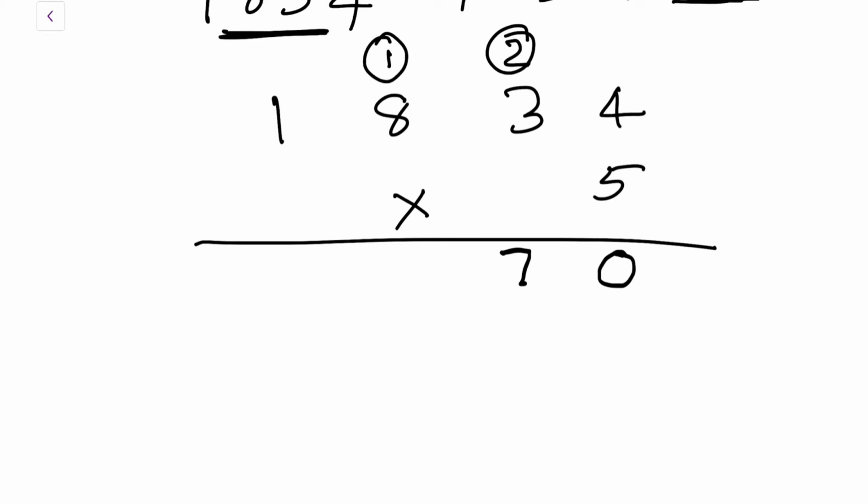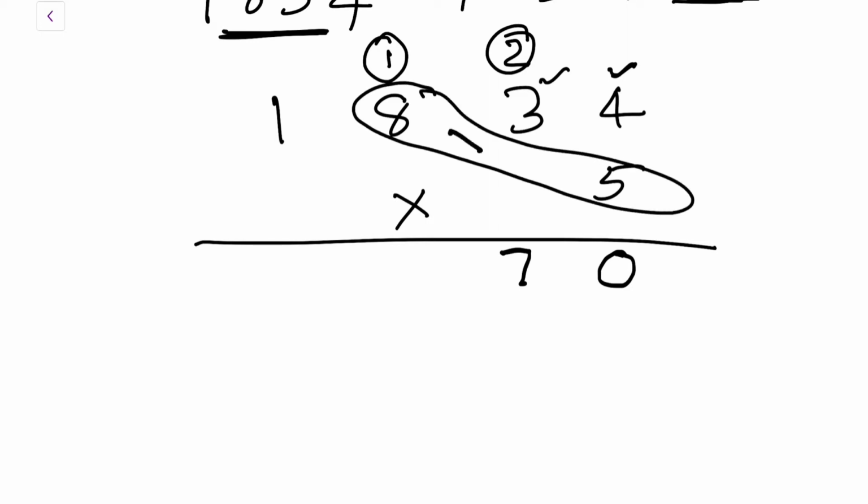Okay. Now what is the next step? Any guesses? We are done with 3. We are done with ones place. We are done with tens place. Now we have to do the hundreds place. So we do 5 into 8. 5 into 8 is 40. Do we write 40 as it is? No, we have 1 here. So we add 1 to it. 41. That's right. So we put 1 here and carry over 4.